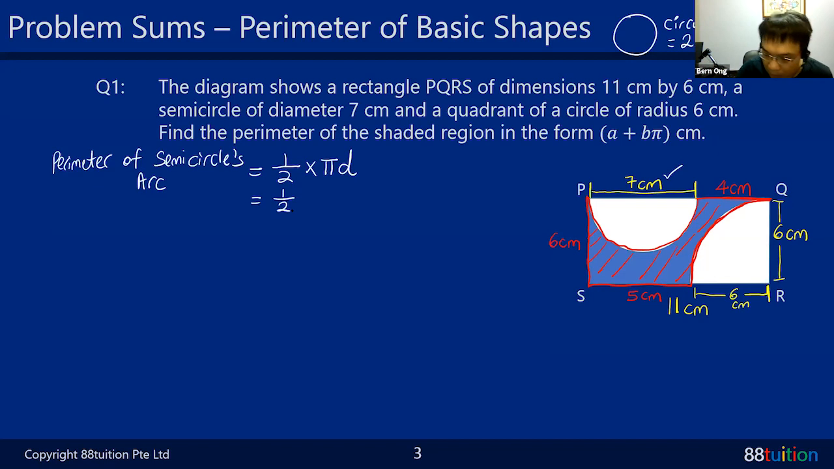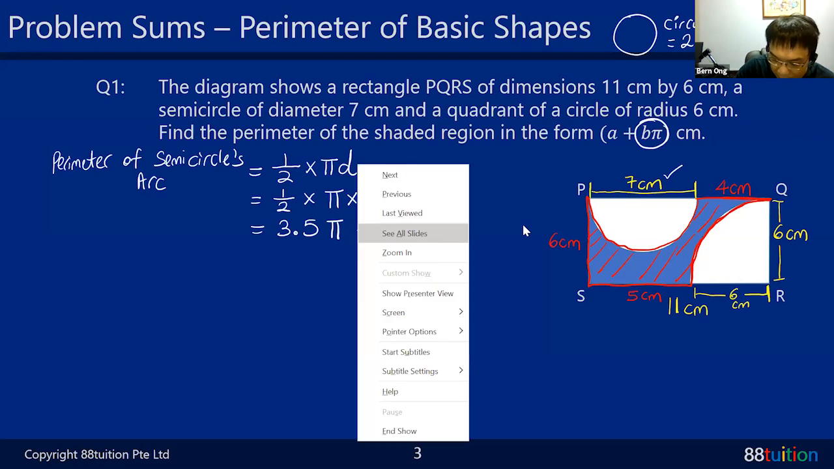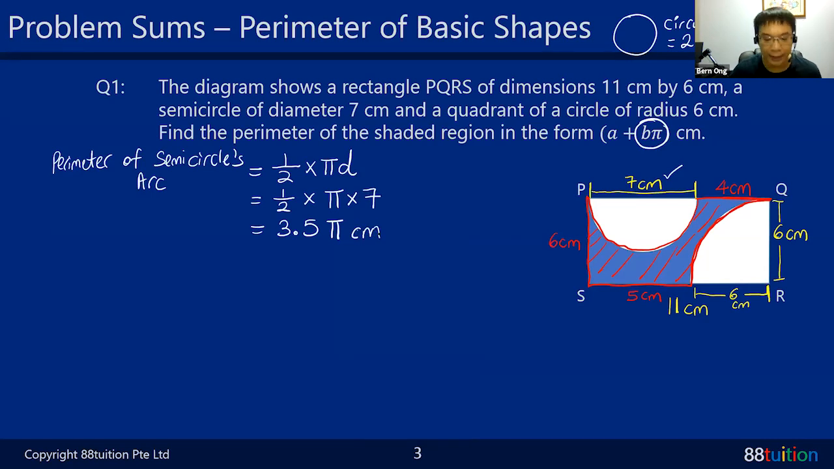And what's pi? The question wants me to have the pi as part of the answer, so don't touch the pi. Times pi. What's the d? D is 7. Half times 7 is 3.5. The pi, just put it behind. So 3.5 pi centimeter. Okay, so that's the perimeter of the semicircle, the arc.